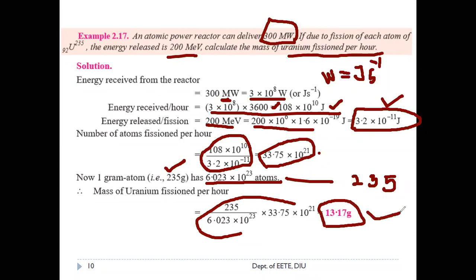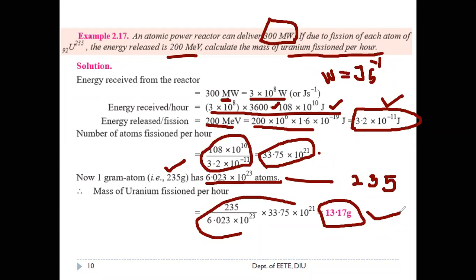If you think that 300 megawatt is a huge energy, my student, huge energy, I can give you an example: our hydroelectric power plant in Kaptai has a capacity of only 230 megawatt. So you can understand that only 13.17 gram can produce so much energy. So that is the prospect.